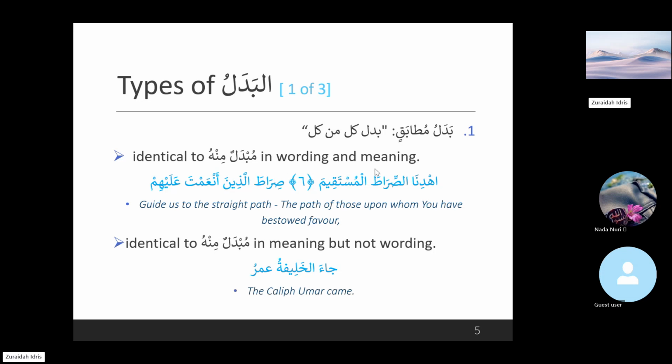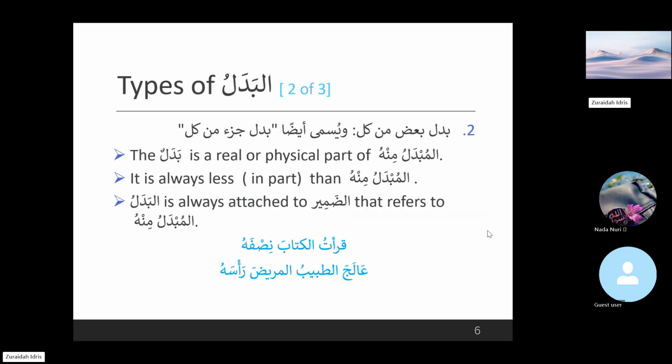Word and meaning. Then of course we have the more common one where it's identical in meaning but not in wording. We know the Khalifah in this case is Omar and Omar is the Khalifa. Same person, but not in wording. So this is the first kind. Then we saw the second kind, ba'da minkum, part of the whole. In this case, usually the badal has a real or physical part.